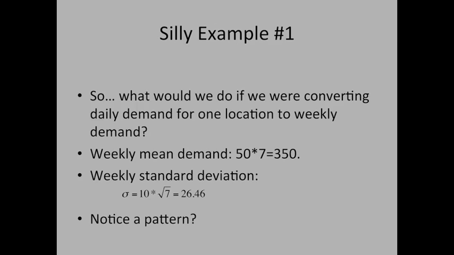Now, let's have a little fun. Suppose we decided to rename each of those 7 locations: Sunday, Monday, Tuesday, Wednesday, Thursday, Friday, and Saturday. So, what will we do if we were converting daily demand from one location to weekly demand? Well, weekly mean demand would be 50 times 7, which is 350. Weekly standard deviation would be 10 times the square root of 7, which is equal to about 26.4. So, you notice a pattern here? Yep, there is a reason for that. Combining locations through time is about the same as combining locations through space with regards to the math.